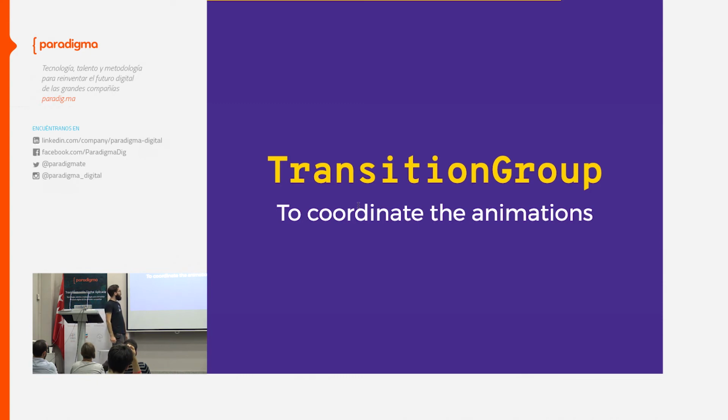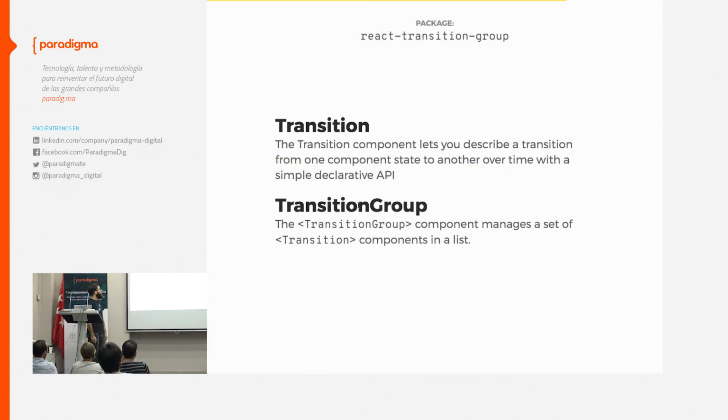Another tool that we can use is the transition group from React to coordinate the animation together. Recently, they changed the API of transition group. When I last used it, it was simpler. Now they divided it out of the main package. It's called React Transition Group. Before it was in the React add-ons. And you have two components, transition and transition group.